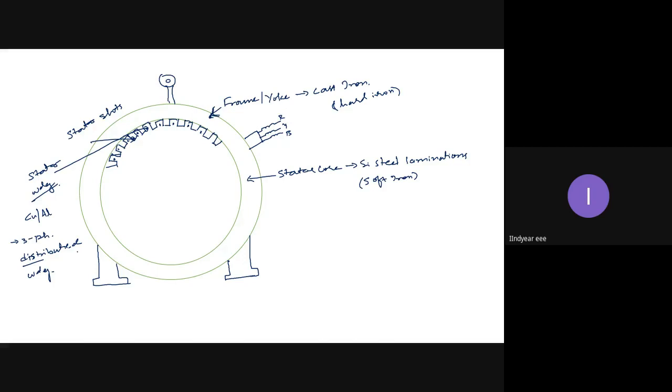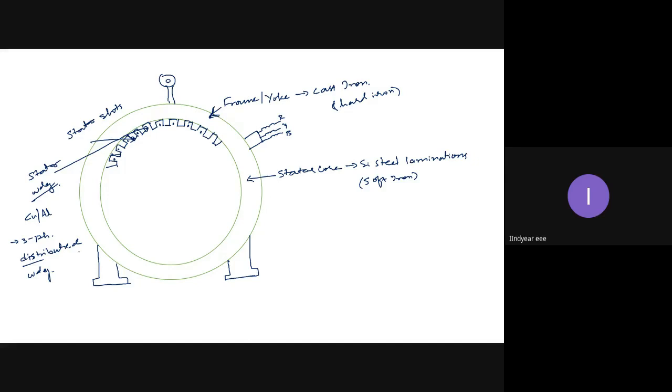So to get more average power and a sinusoidal induced EMF waveform, we use distributed winding. If I use concentrated winding, the induced EMF will be non-sinusoidal, that is harmonically affected. Any non-sinusoidal wave is harmonically affected with respect to a sinusoidal wave. So therefore, we use a distributed winding. How distributed winding will help? You will get to know from that lecture if you go through that.